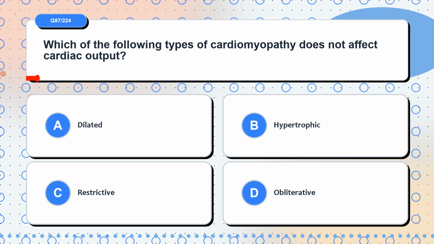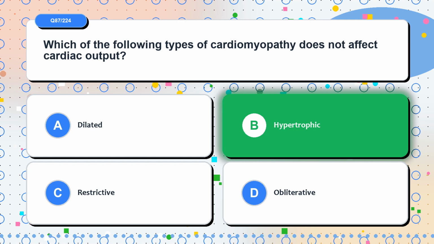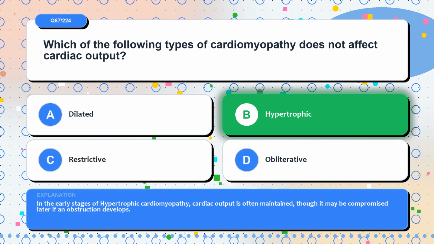Question 87. Which of the following types of cardiomyopathy does not affect cardiac output? Here are the options. Option A. Dilated. Option B. Hypertrophic. Option C. Restrictive. Option D. Obliterative. The correct answer is option B. Hypertrophic. In the early stages of hypertrophic cardiomyopathy, cardiac output is often maintained, though it may be compromised later if an obstruction develops.